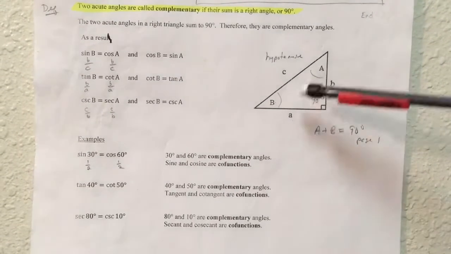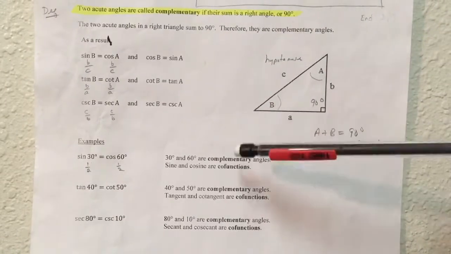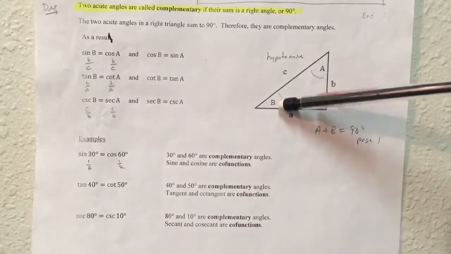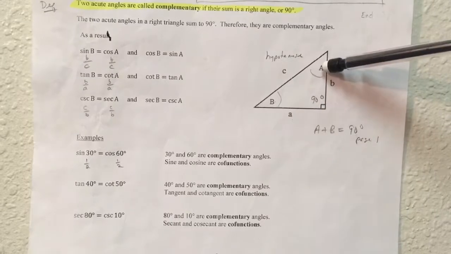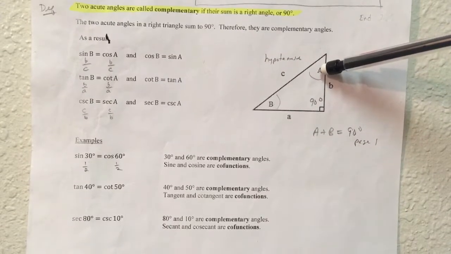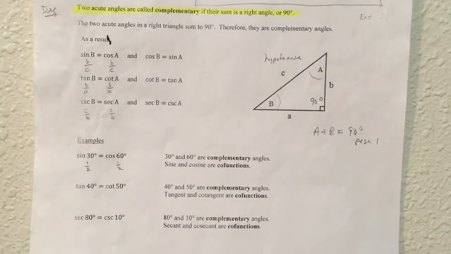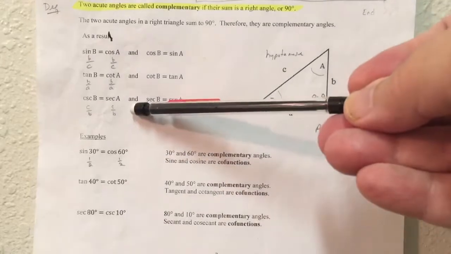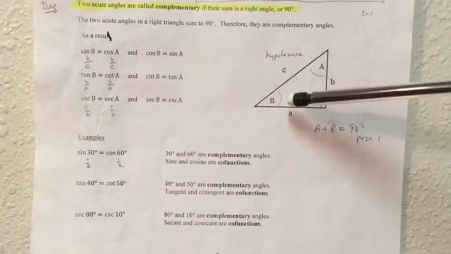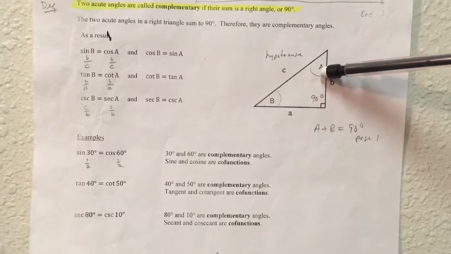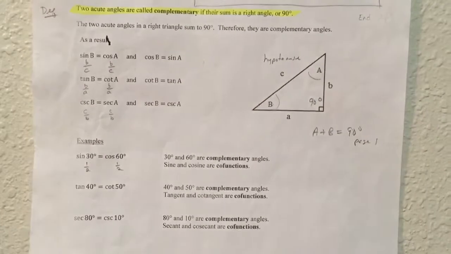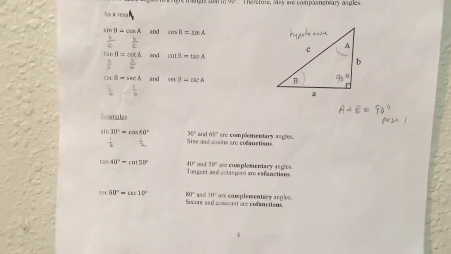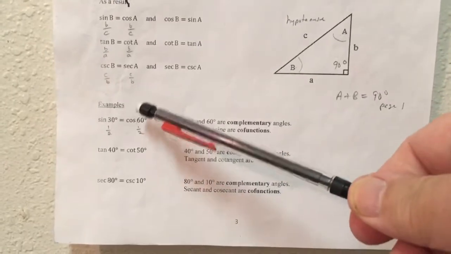This works also with tangent and cotangent. The tangent of angle B is equal to the cotangent of angle A, and vice versa. And this also works with cosecant and secant. The cosecant of angle B is equal to the secant of angle A. So we have some examples down below here.